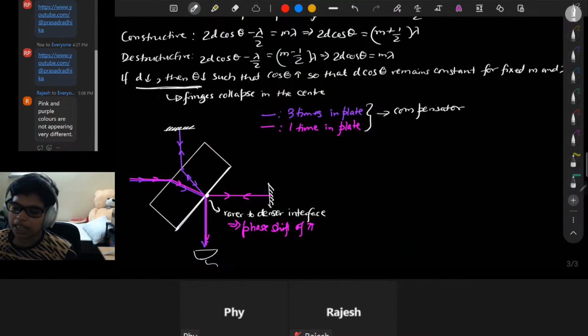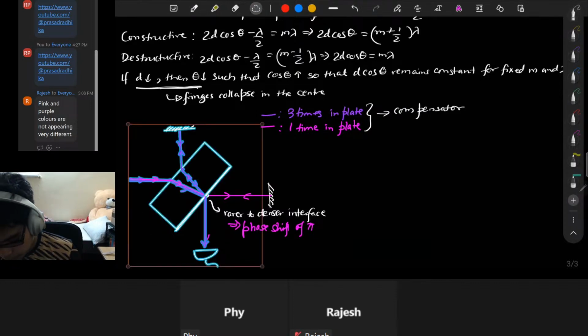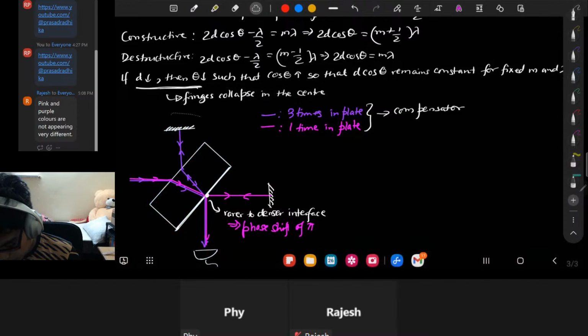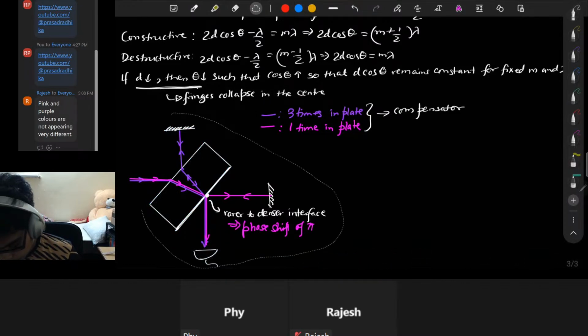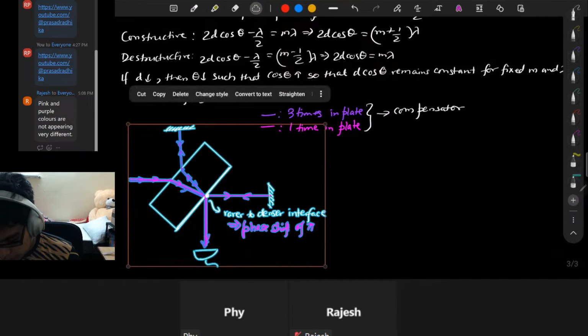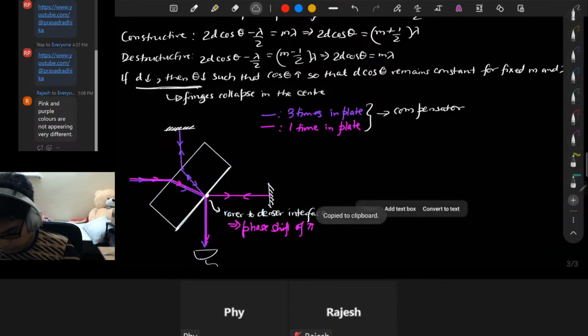Okay, someone is saying pink and purple colors are not appearing very different. Okay, sorry about that. Maybe next time I'll take care of that, but you can follow the concept while I'm drawing. I will draw again and you can follow the path of the rays. So let me redraw again with the compensator. Okay, I need to select this whole thing, copy and paste it.